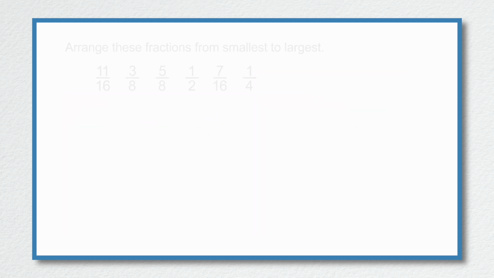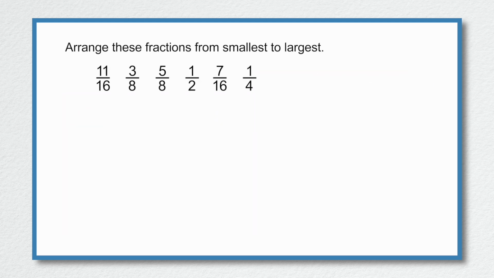Let's do one more question. Arrange these fractions from smallest to largest. 11/16, 3/8, 5/8, a half, 7/16, and 1/4. So if we look at the denominators, are they the same? And of course the answer to that is no. But can we find a lowest common denominator of those denominators?